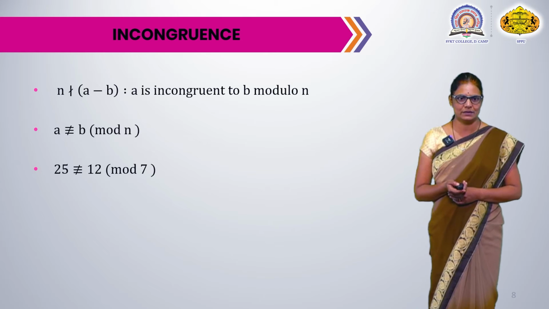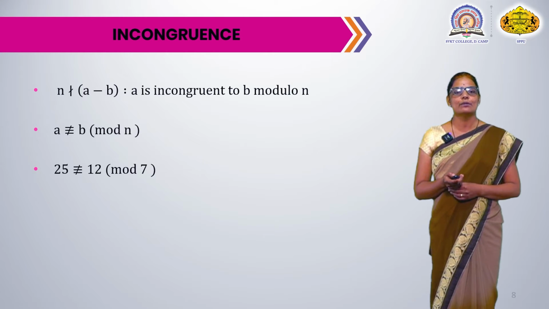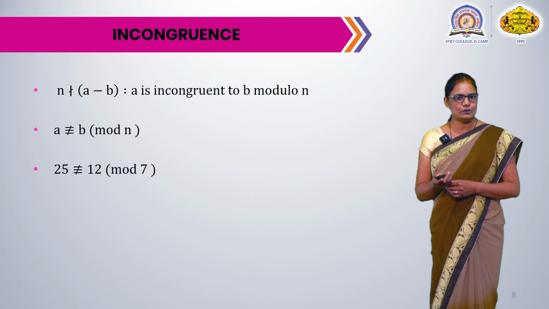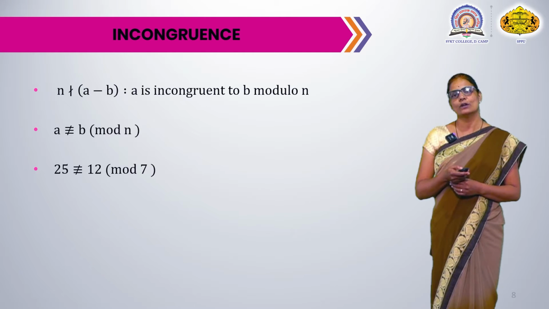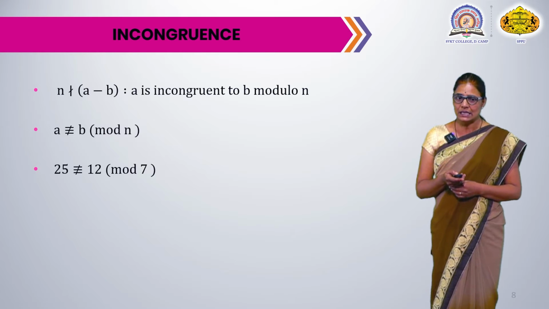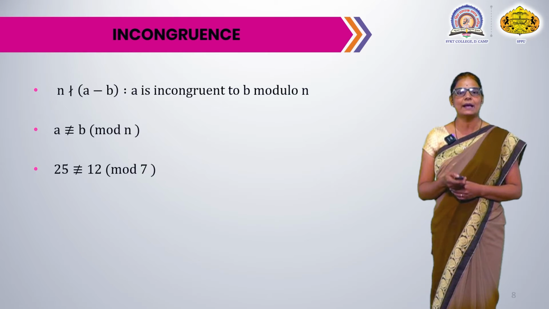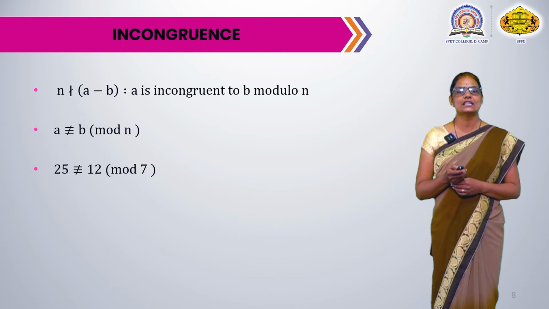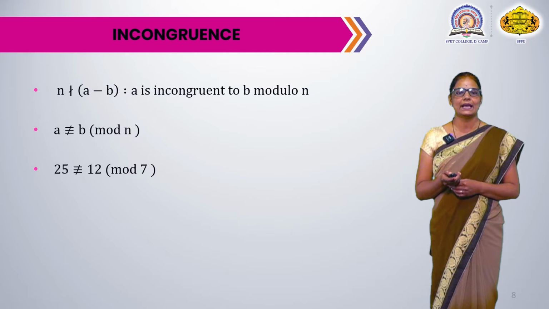And this is one example. 25 is not congruent to 12 modulo 7 because if you take the difference of these two, 25 minus 12 is 13, and 13 is not divisible by 7. So this is a notation if a is not congruent to b modulo n. So we write this in this form.